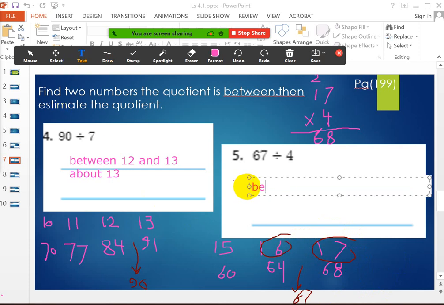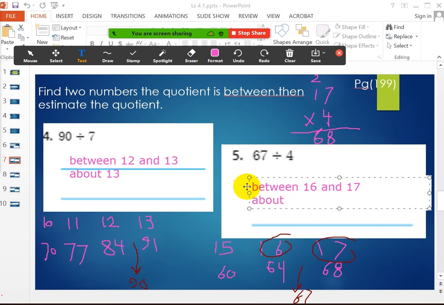So the quotient will be between 16 and 17.